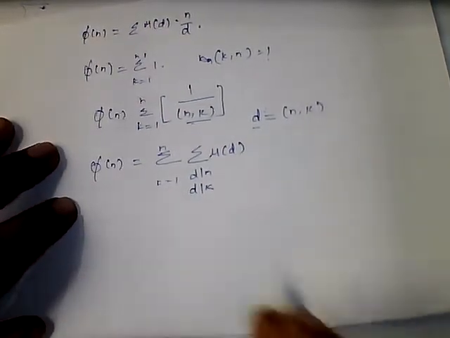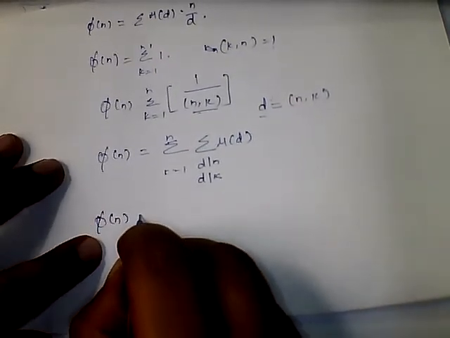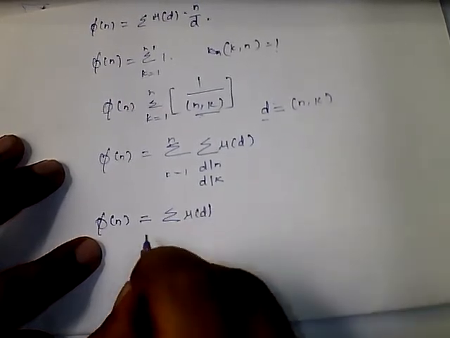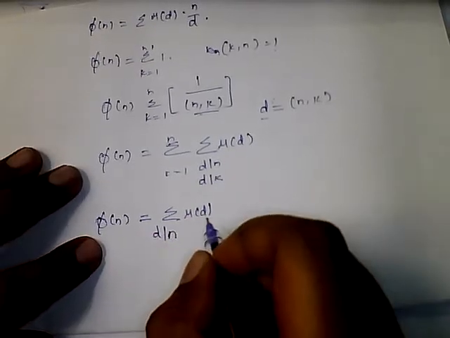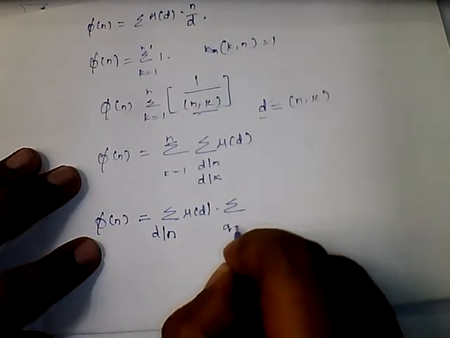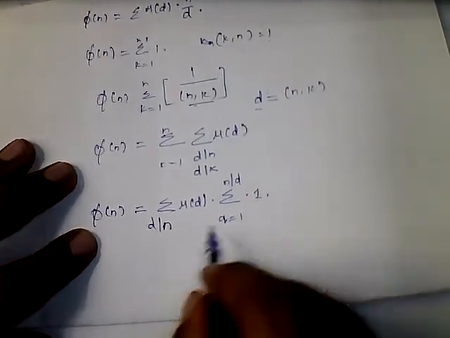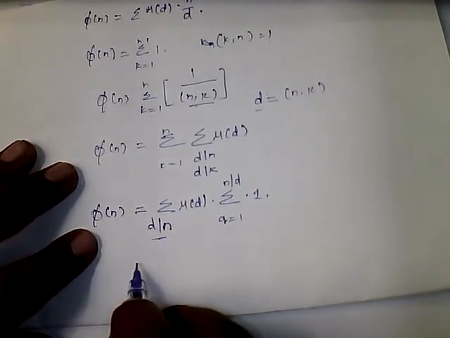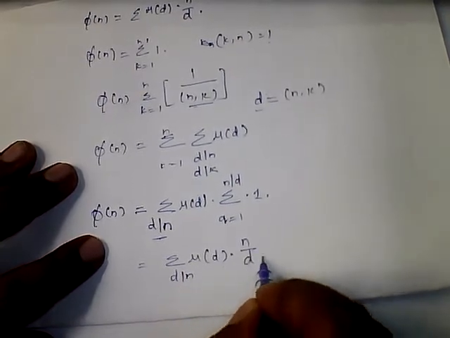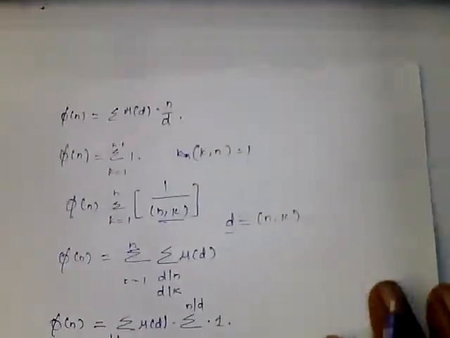From this we can get phi of n is equal to the summation of mu of d, where d divides n, and the summation over q equal to 1 to n of the indicator that the GCD divides d, into 1. Now since d divides n, we can have the sum over d divides n of mu of d times n by d. That's it. These are the relations we can have.